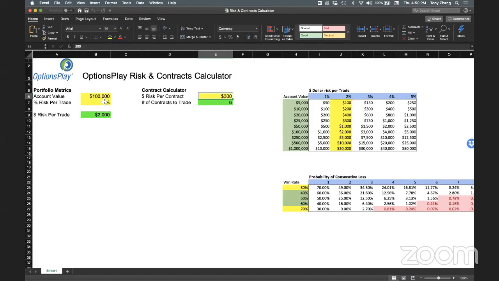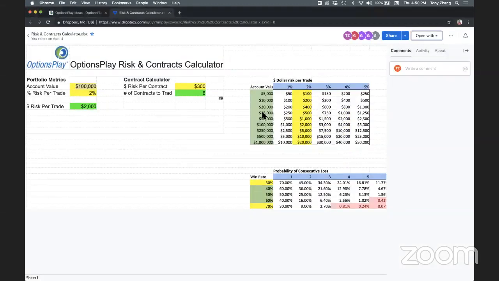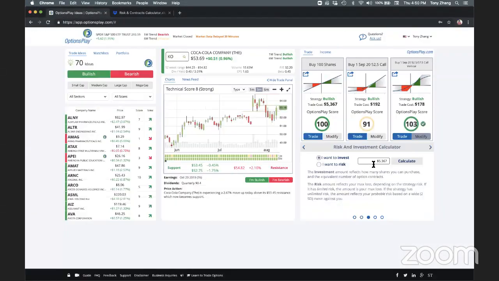What you can use this tool for is to put in your account value. So let's say you have a $50,000 account. We're willing to risk 2% of our account, which is $1,000. So what I can do is take this $1,000 and input it into Options Play. I can say that I'm willing to risk $1,000, and I can click on "I want to risk."